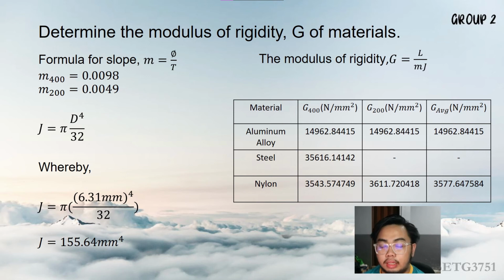For steel, we only calculated for the G400, which totaled to 35616.14 Newton per millimeter square. And nylon finally is 3543.57 Newton per millimeter square for G400, 3611.72 Newton per millimeter square for G200, and 3577.64 Newton per millimeter square for the average.